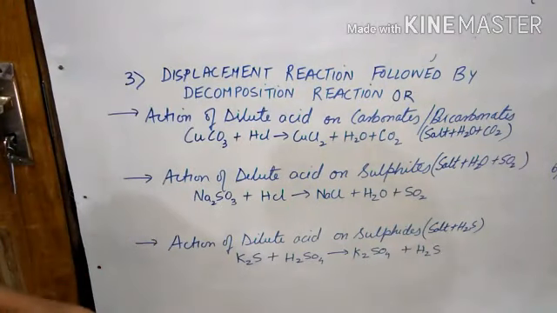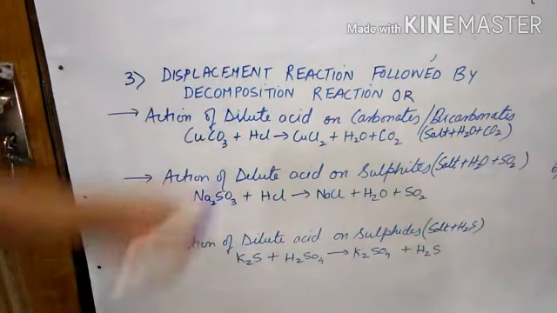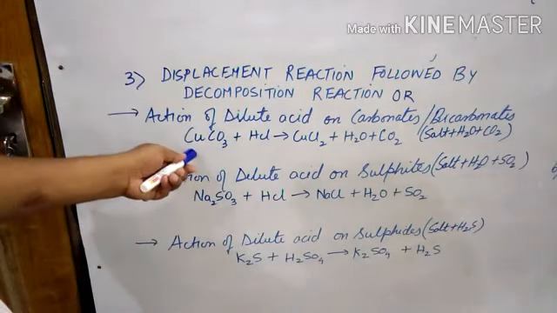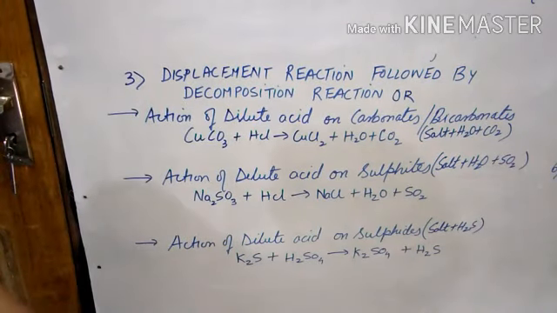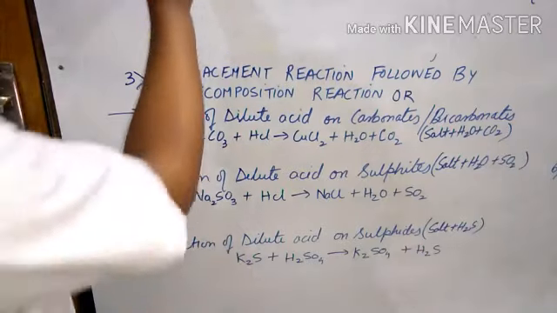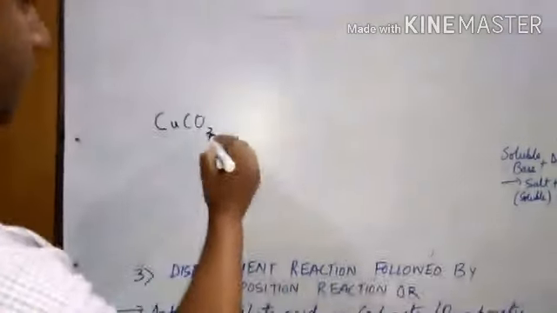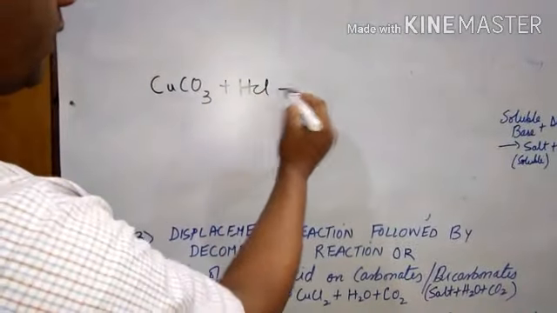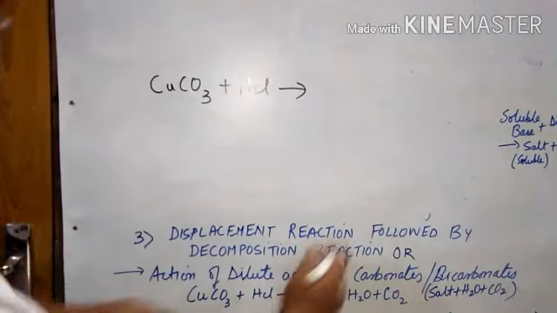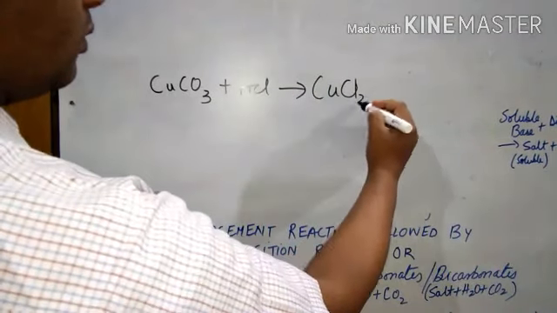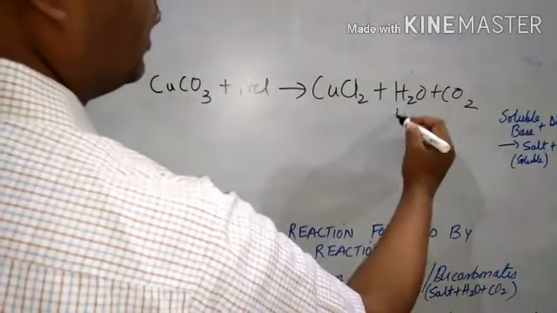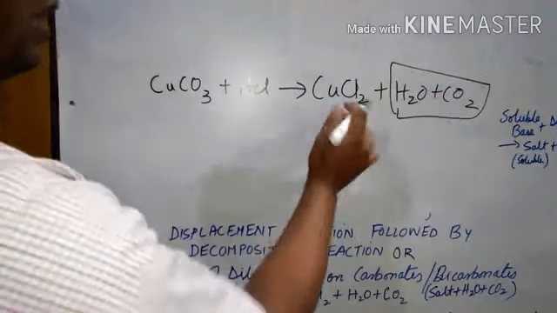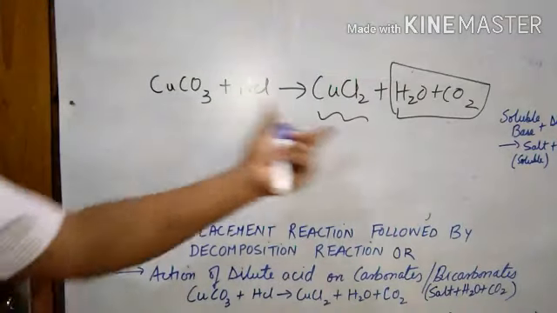Now what I was telling you initially when I started this third topic, displacement reaction followed by decomposition reaction. Now CuCO3 plus HCl. What is it giving? CuCl2 plus H2O plus CO2. So we are holding this part, we are going to this part. So how is it taking place?